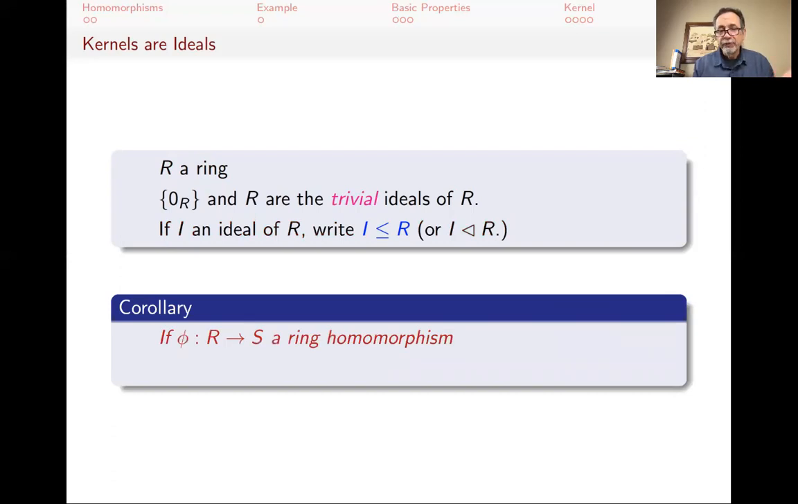So what we have proved is that if you have a ring homomorphism, then the kernel of that ring homomorphism is an ideal. And later we will see that all ideals are kernels of homomorphisms. So this means that this property of ideals, that we found out for kernels, is actually the thing that makes kernels kernels.